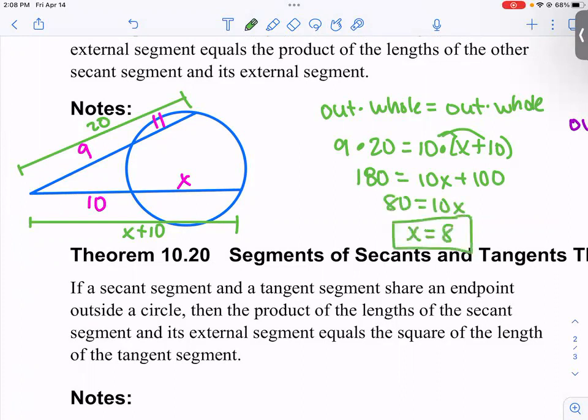I didn't distribute, I just, did you divide by 10 first? Okay, that's perfect. Did we get to the same place?